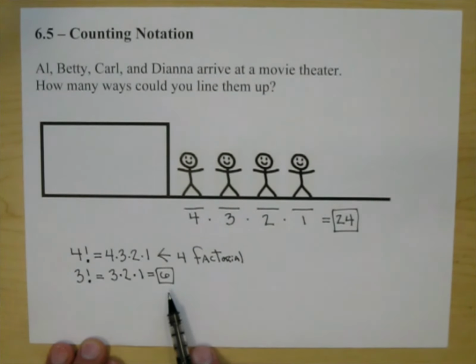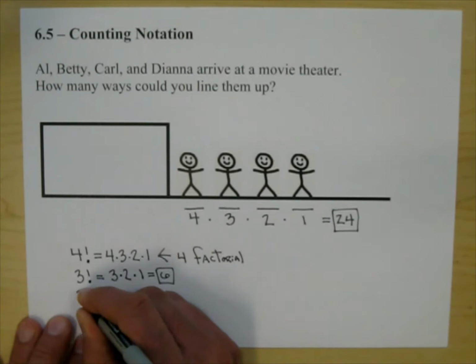Now I'll go through all 6 of those ways. You can go Al, Betty, Carl; Al, Carl, Betty; Betty, Al, Carl; Betty, Carl, Al; Carl, Al, Betty; and Carl, Betty, Al. So those were the 6 ways of doing that. Hopefully I said that correctly.